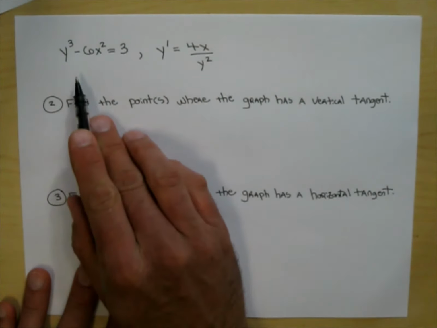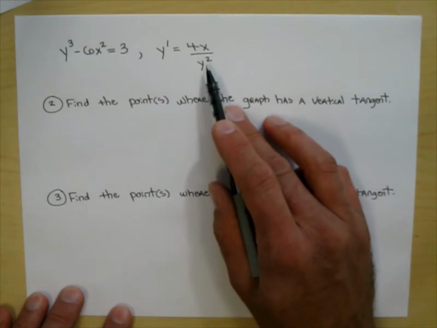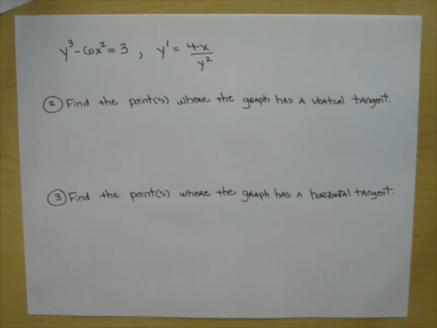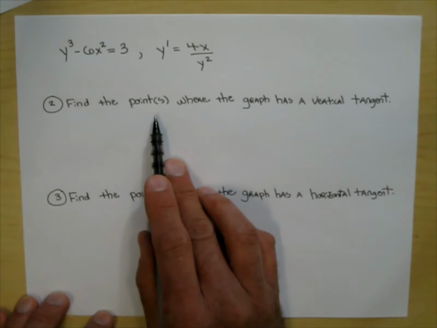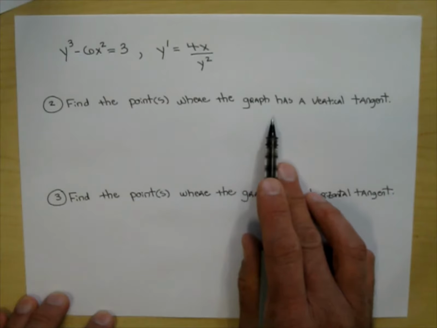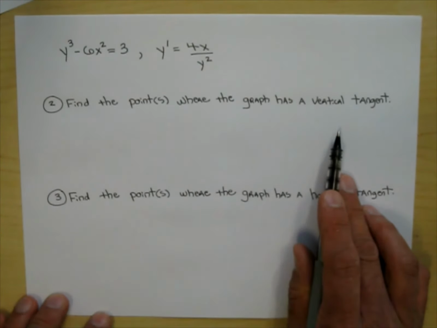So there it is. There was our original equation. And then here's the derivative written in terms of x and y. So this question says, find the point or points where the graph has a vertical tangent. They'll ask these questions in your homework.